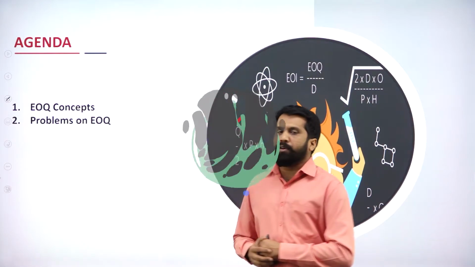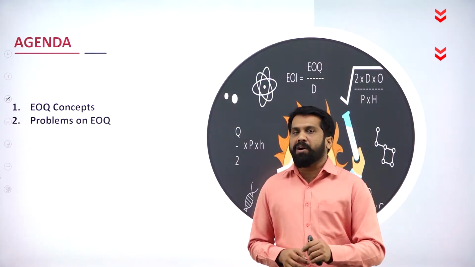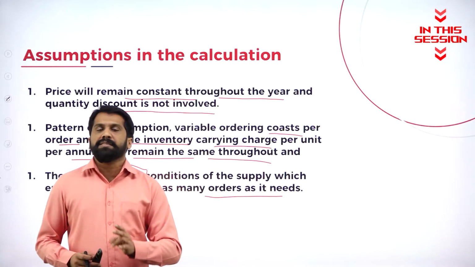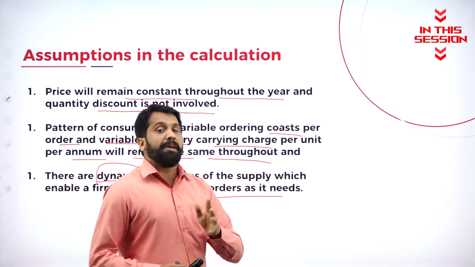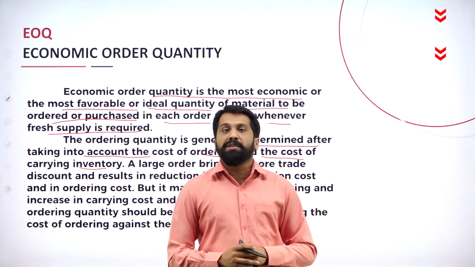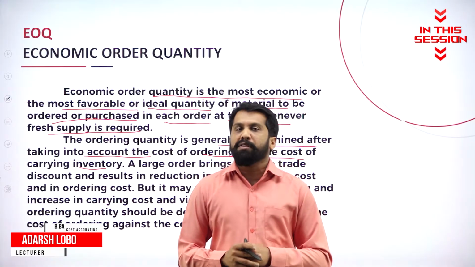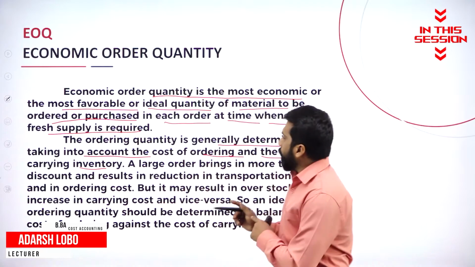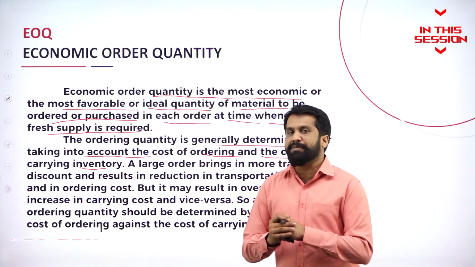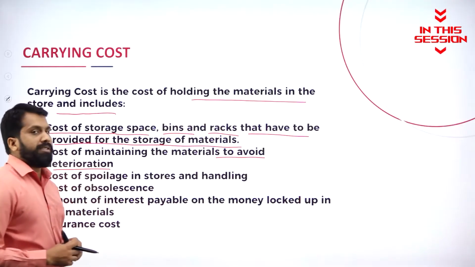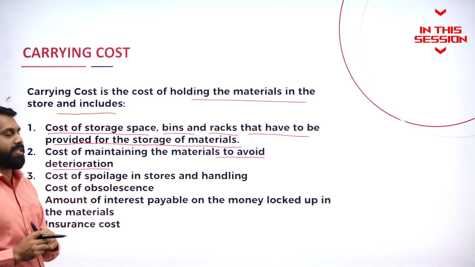EOQ stands for what? Economic order quantity. Static means same to same, it will not change. Dynamic means keep fluctuating. What will be your cost of order? What will be your cost of your production? Or else your cost of carrying. So everything it will give you clearly. Degradation means it should not be perished. You have to keep it safely.